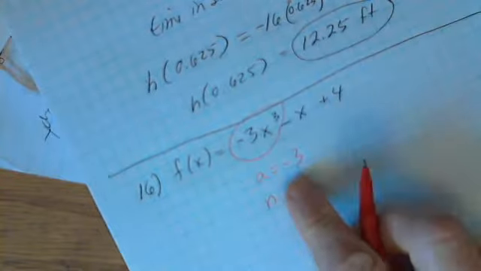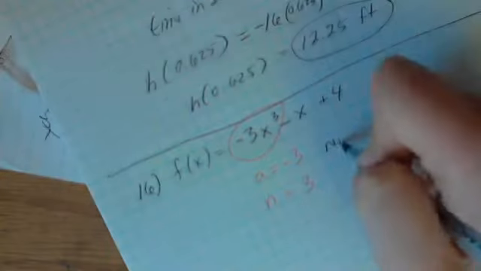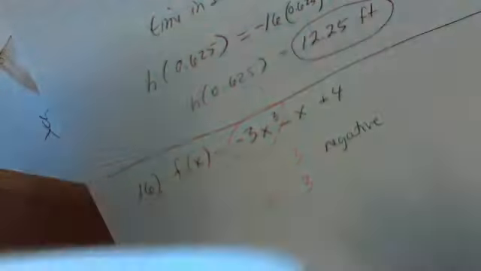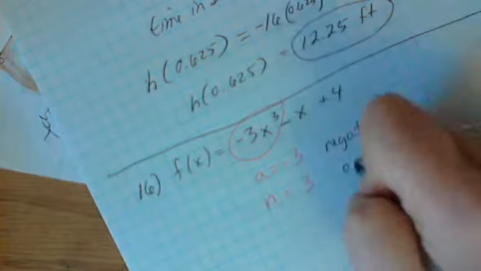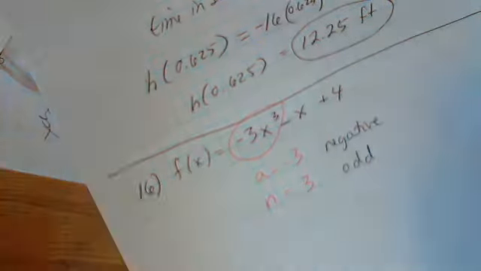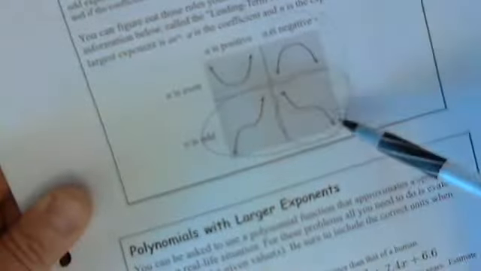So let's take a look at our chart. We want to identify whether the a term is positive or negative, and ours is negative. And we want to identify whether that n term, that exponent, is even or odd. And ours is odd. So looking at this chart, our a is negative, so we're looking in this column here, and our n is odd. So here is the intersection of those two things. A is negative, n is odd.